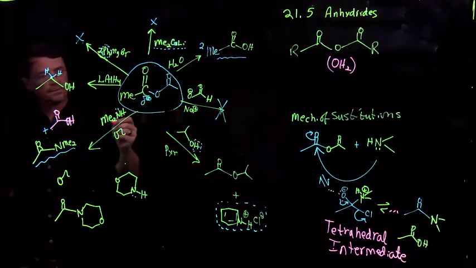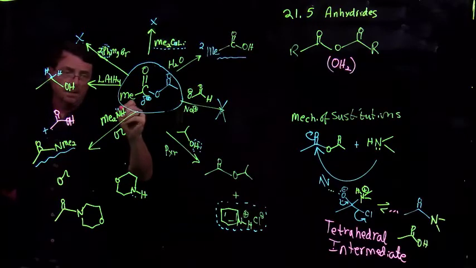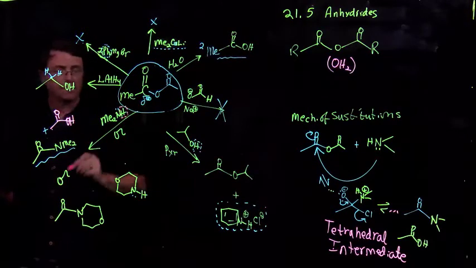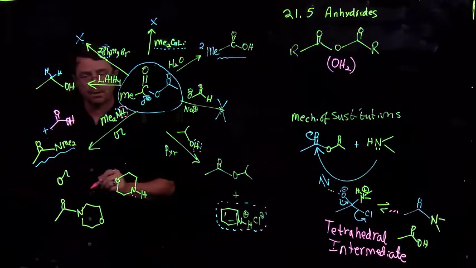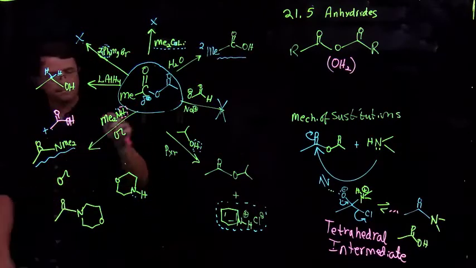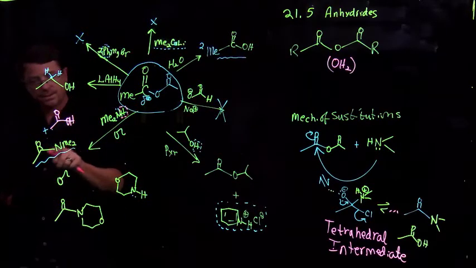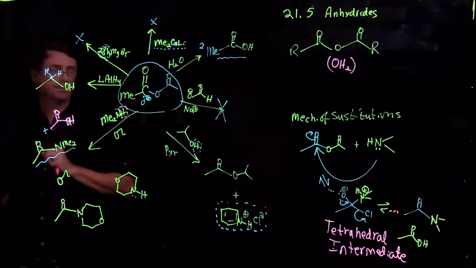With many amines, the key is we've got to have a hydrogen, so tertiary amines don't work. We can produce the amide in a very straightforward and efficient manner.